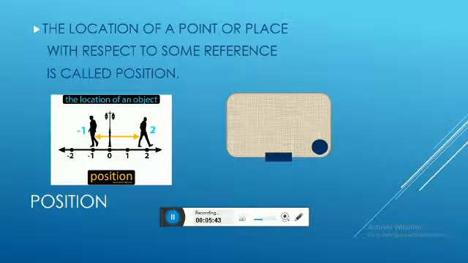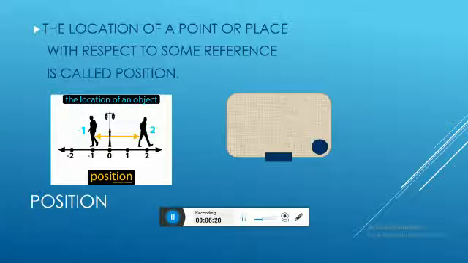Now the term position. This is not the position in your class, like I got the first position, I got the second position, I got the third position, and someone will have the last position in the class. This is the term related to physics. Position is the location of a point or a place with respect to some reference. For example, let's take the figure on the right side.